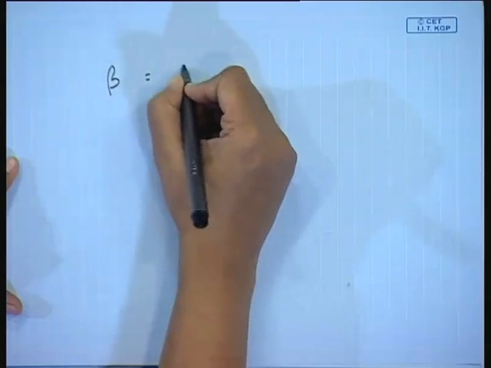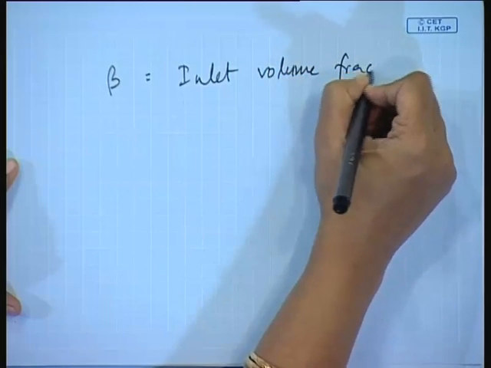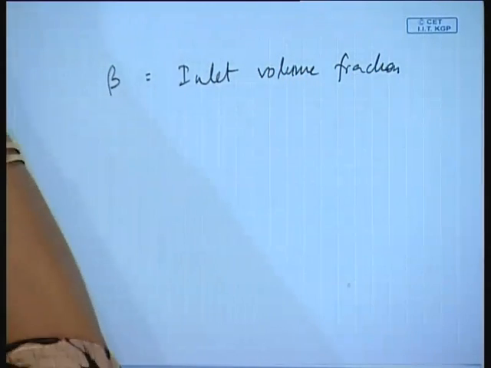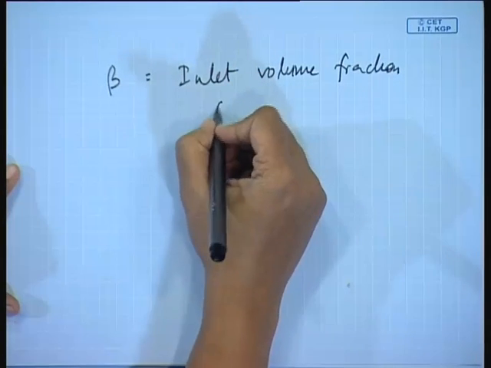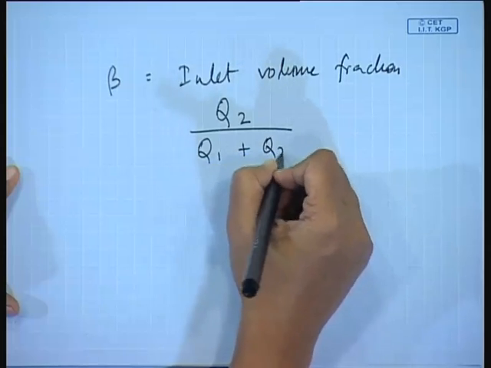Now, since I have defined the in situ volume fraction, definitely there is also the inlet volume fraction, and that is the input parameter which can be easily measured, isn't it? That inlet volume fraction is usually referred to as beta. This is the inlet volume fraction, which can be given as Q2 by Q1 plus Q2.